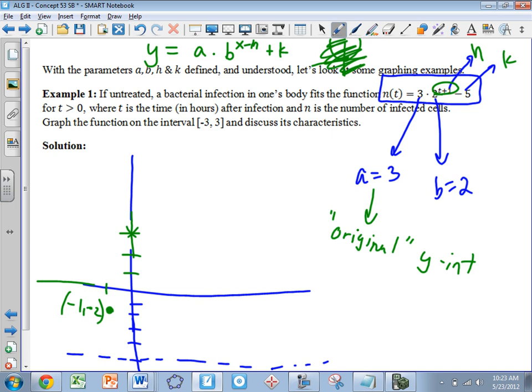Now for this kind of problem, once I've marked that off, I don't need it anymore. So I'm going to erase that spot there, and I'm just going to use normal tick marks. I don't need that x spot anymore.